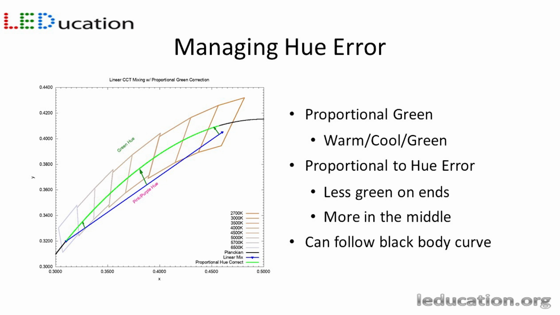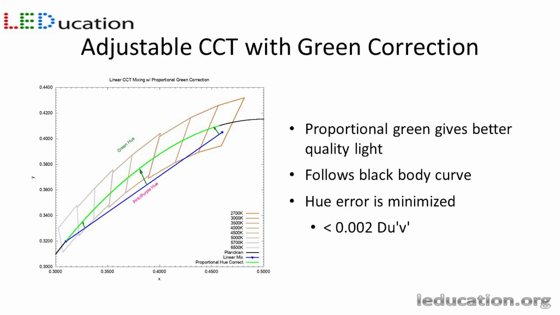So if you have some kind of control that allows you to control the color temperature, your green will be designed such that there is more green in the center and less green on the ends, in addition to the warm and the cool LEDs that are there. This proportional green gives a much better quality light in terms of following the black body radiation curve. And you can get the hue error minimized to a very small amount. We're talking like 0.002 du prime v prime for the hue error using this kind of method.